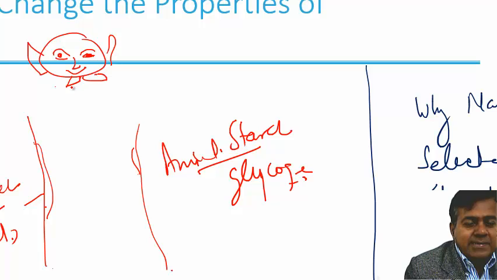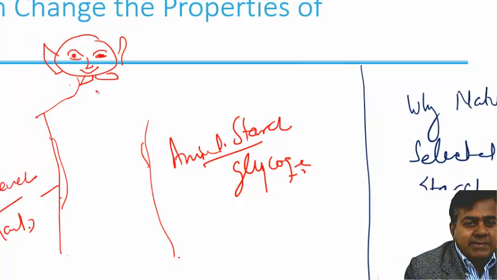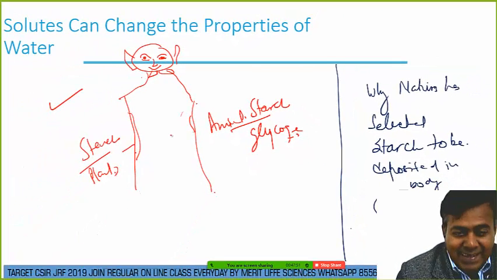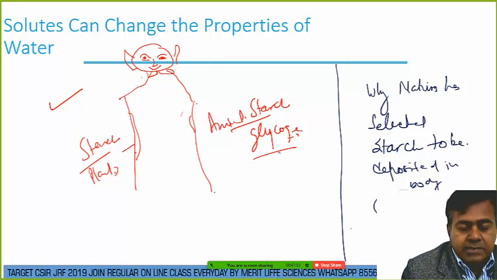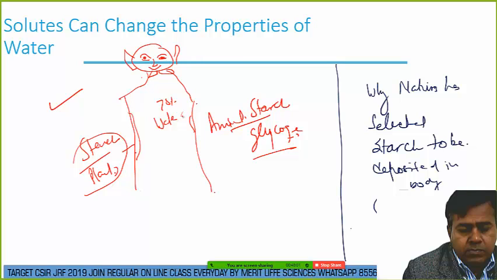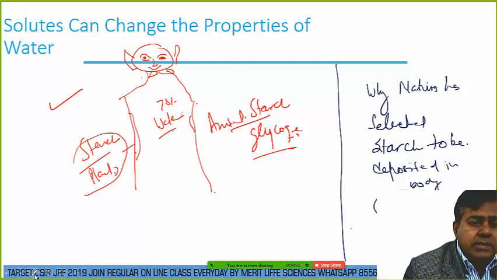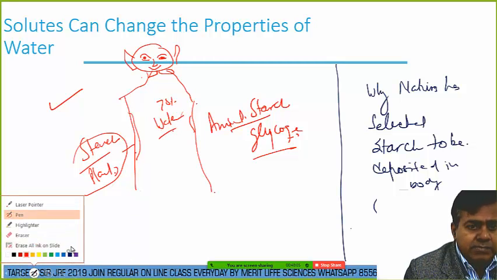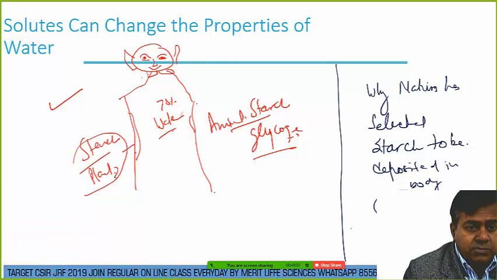No problem. So in animal starch, the main deposition is glycogen. In plants, you can see this is starch. Why? Because 70% is water. Now the body has to save the body from what?